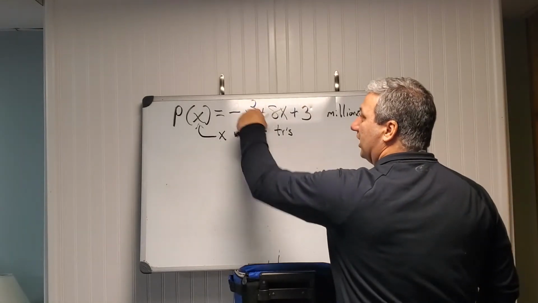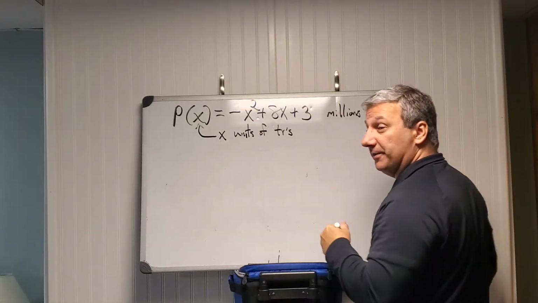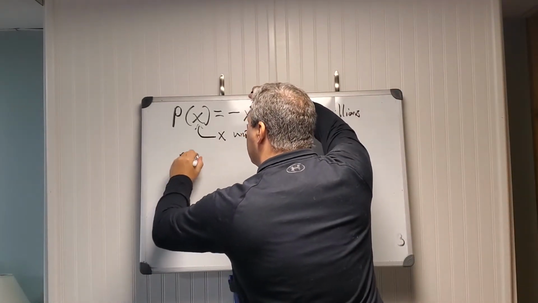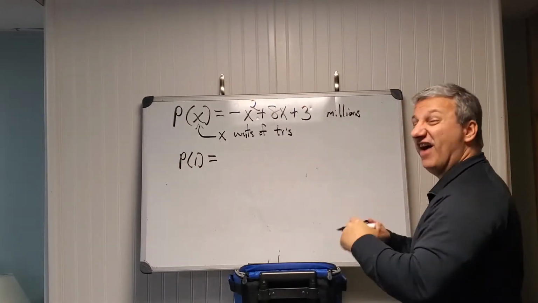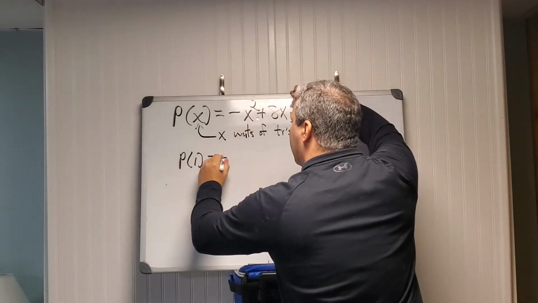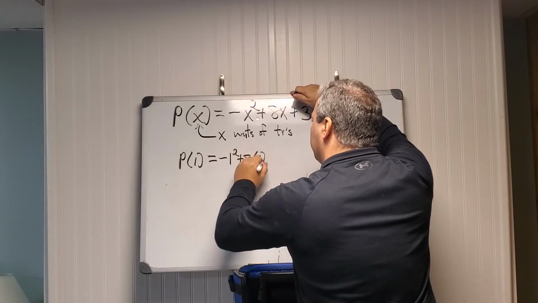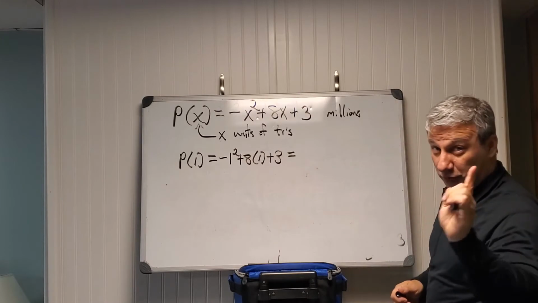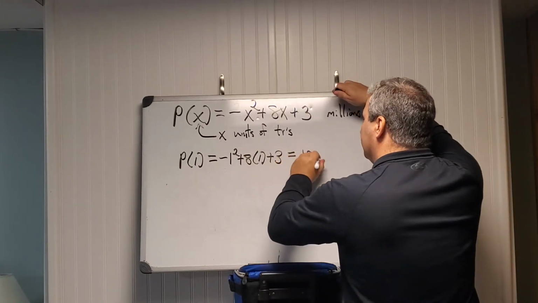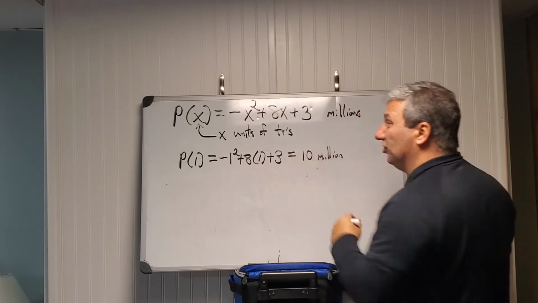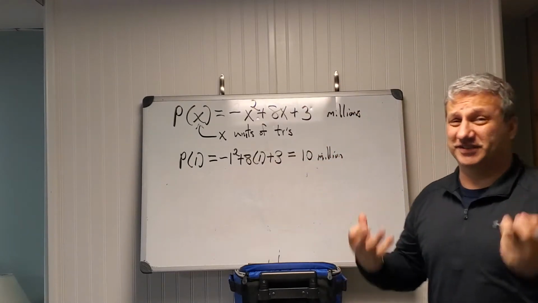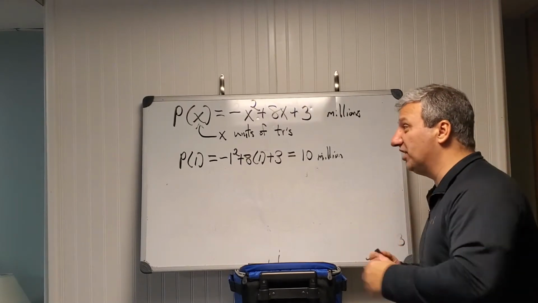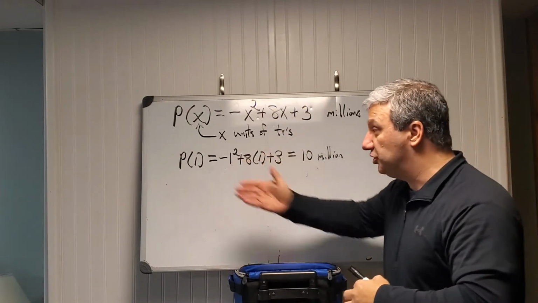So what we have here is, when you plug in one, the P of one, right? Just for understanding this function, I want everybody to understand the function. P of one: plug in one, evaluate at one. When we plug in one, we get negative 1 squared plus 8 times 1 plus 3. Do some simple math. First, you have to square before you negate. Good rules of algebra. You get 10. So 10 million. So we're looking at one TV, a profit of $10 million. Nice. That is awesome.